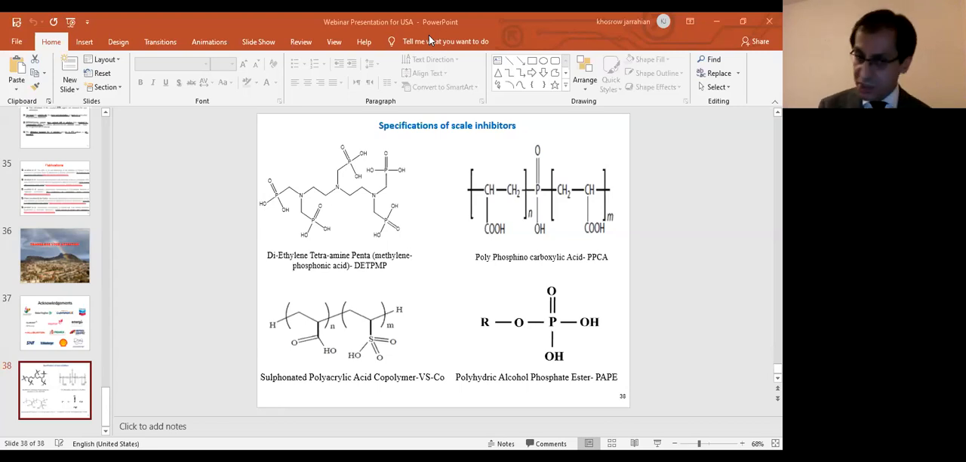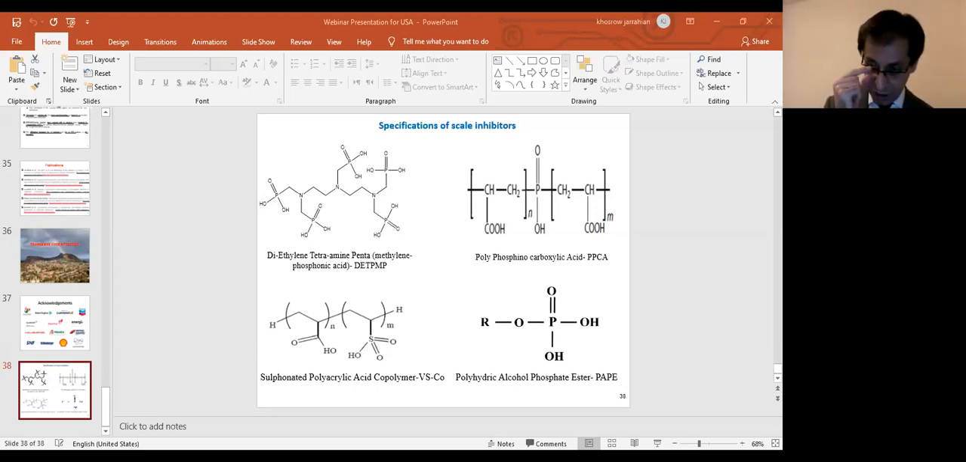Unfortunately, during my PhD, I couldn't do that because of lack of time, but I strongly recommend, if someone is interested in this topic, to look at the dynamic adsorption of scale inhibitors in carbonates.